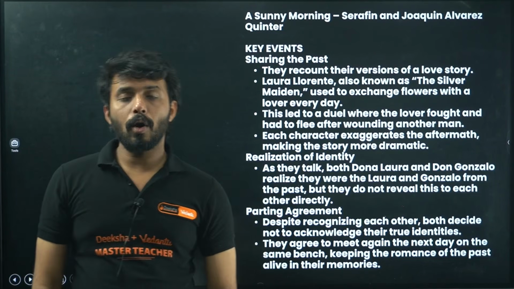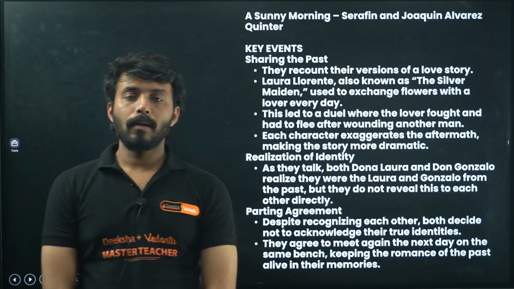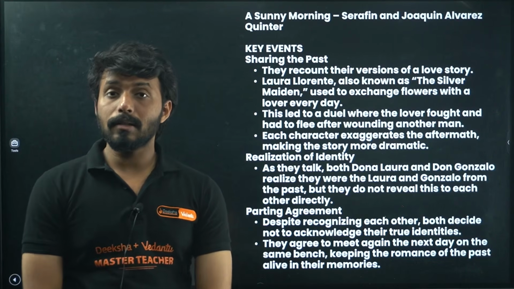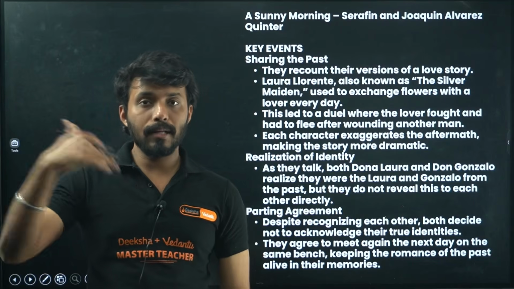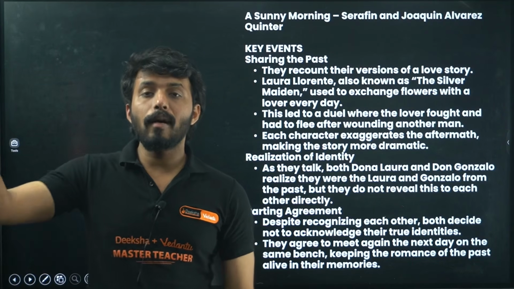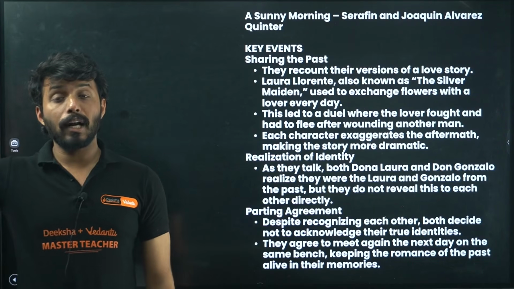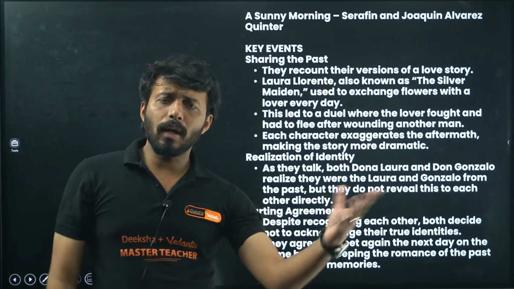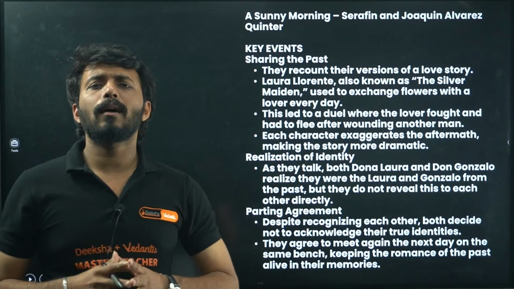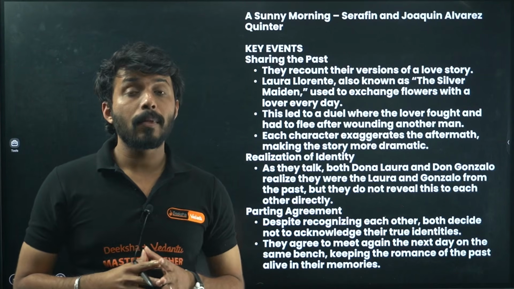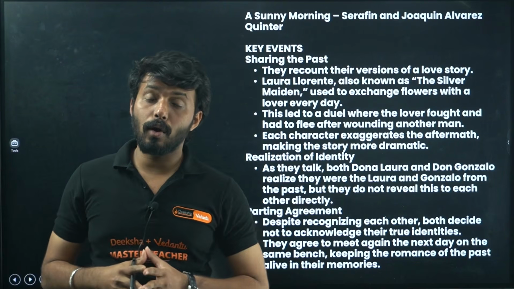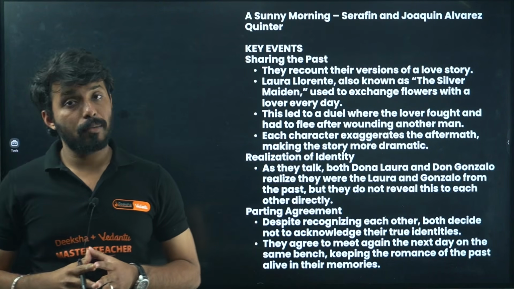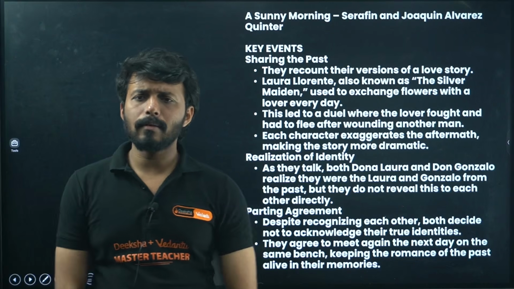Okay, Donna Laura also moves on, but they lie to the other person. They say that Don Gonzalo, this gallant horseman, that is Don Gonzalo himself, gets drafted into the army and dies in the war. He dies a glorious death in the war. Donna Laura also says that this person, the Silver Maiden, could not move on, and she used to write his name on the beach, in the sand and the rocks, until the waters washed them away. So they're basically lying to each other.